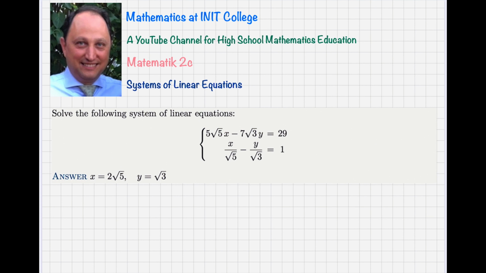The first equation is 5 times the square root of 5 times x minus 7 square root of 3 times y equals 29. The second equation is x over square root of 5 minus y over square root of 3 equals 1. It would be a good idea to pause the video at this point and try to solve the problem yourself first. If you do it correctly, the answer that you will get for x is 2 times the square root of 5, and for y is the square root of 3.